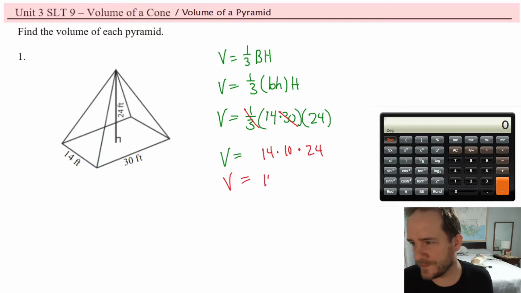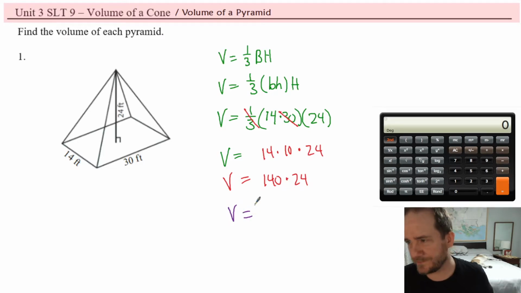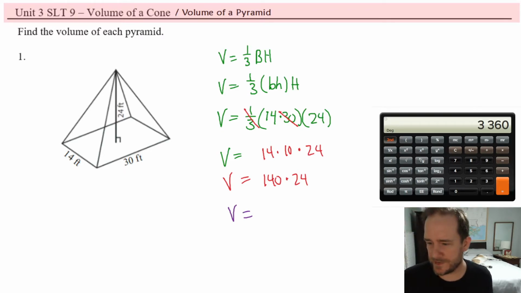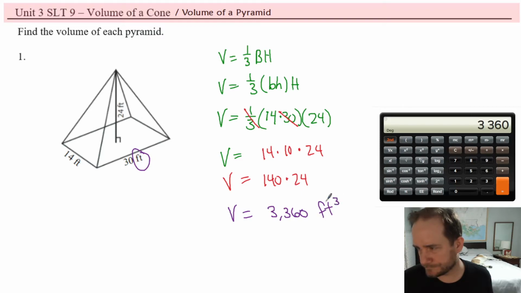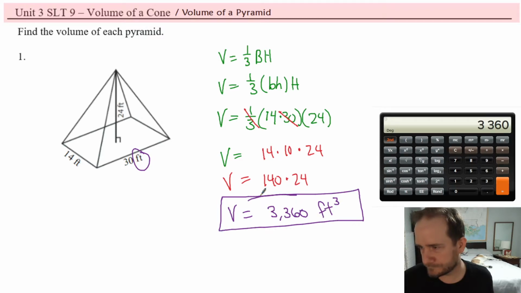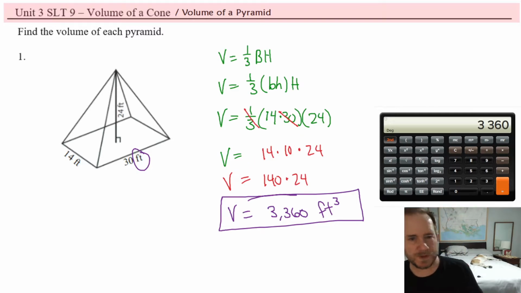That means I get 140 times 24. And at this point, I don't know what that is, so now I'm reaching for my calculator. 140 times 24 is apparently 3,360. So that must be our answer. And if we're in feet, then these are cubic feet. And that's it for number 1.